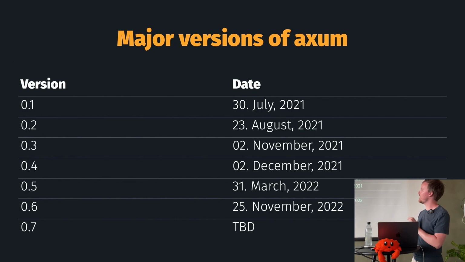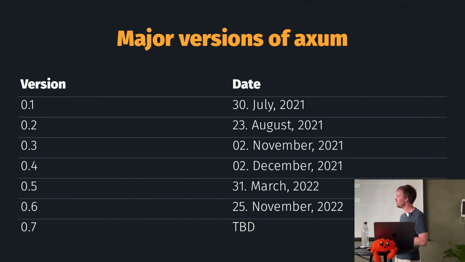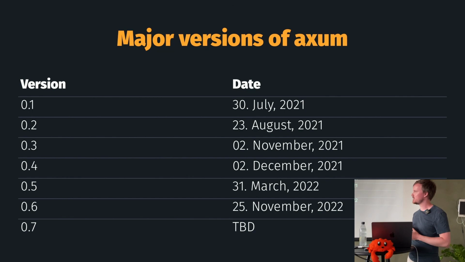So Axum came out almost 2 years ago, and since then we've had a more or less regular cadence of breaking releases a couple of times a year. Currently we're on 0.6, whereas 0.7 is still in the works. The main feature of 0.7 is that we're going to have support for Hyper 1.0. So they're going 1.0 sometime soon-ish. It's still work in progress. The estimation was that it would be by the end of last year, but you know, like software and estimations, that doesn't always work. So whenever Hyper 1.0 comes out, Axum 0.7 will also come out.